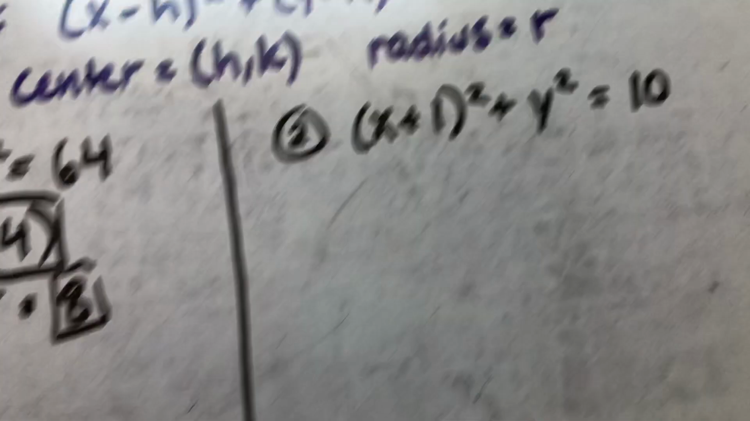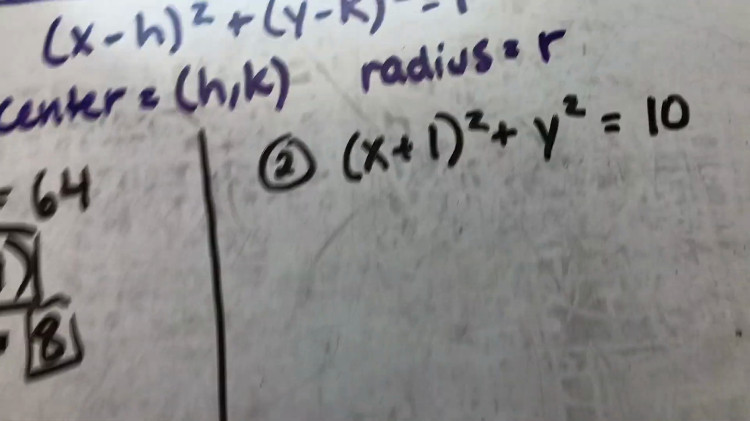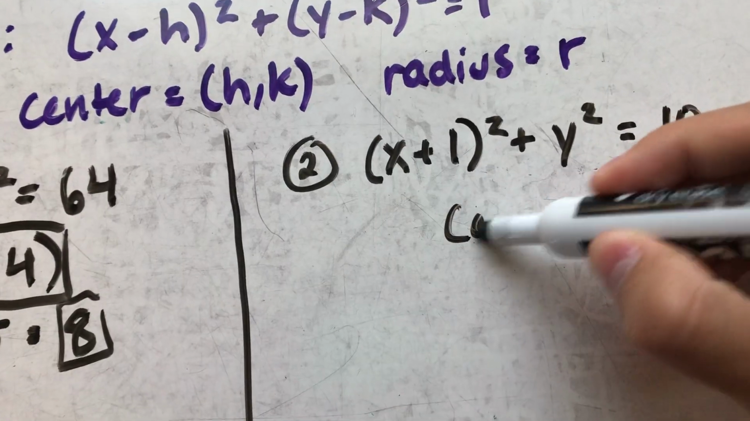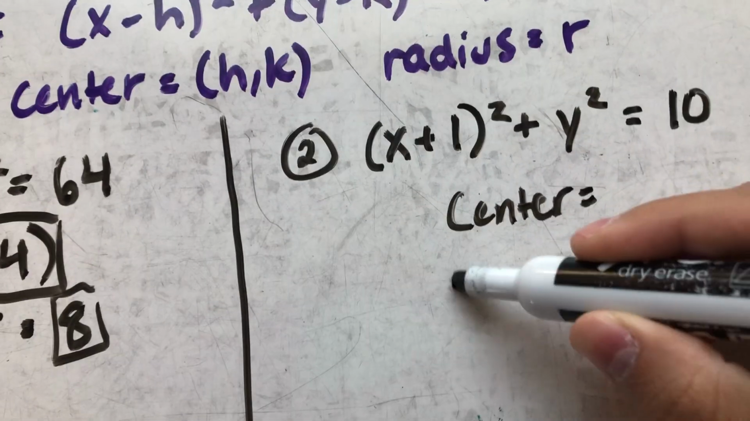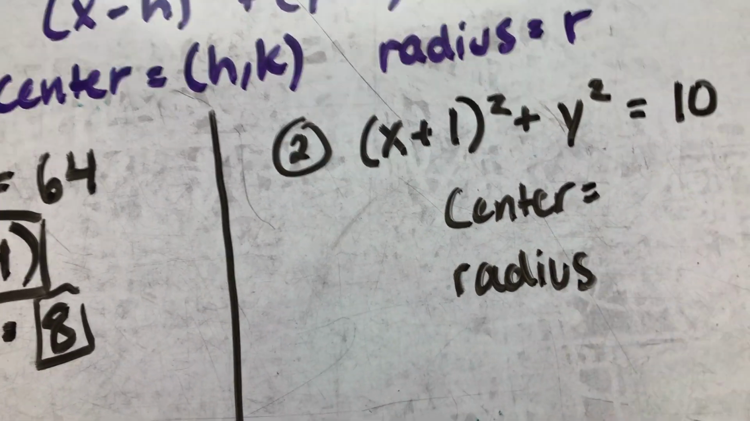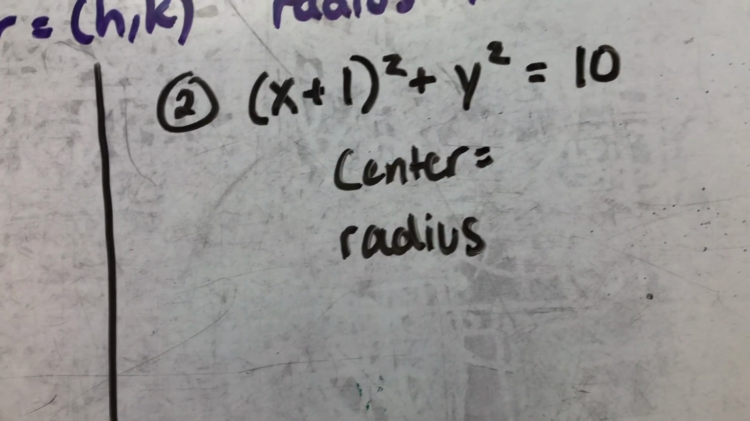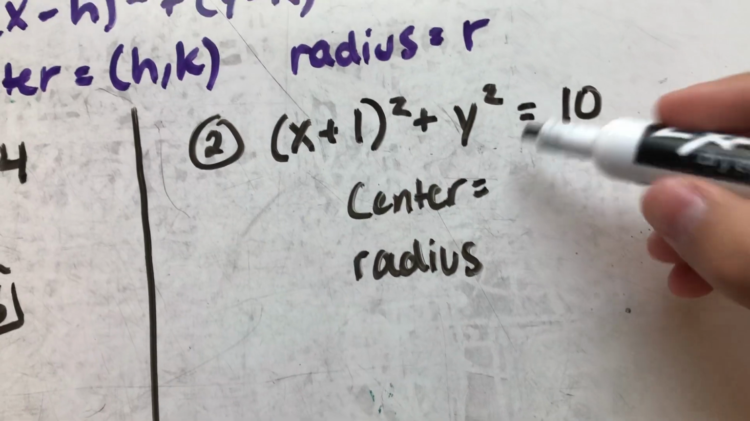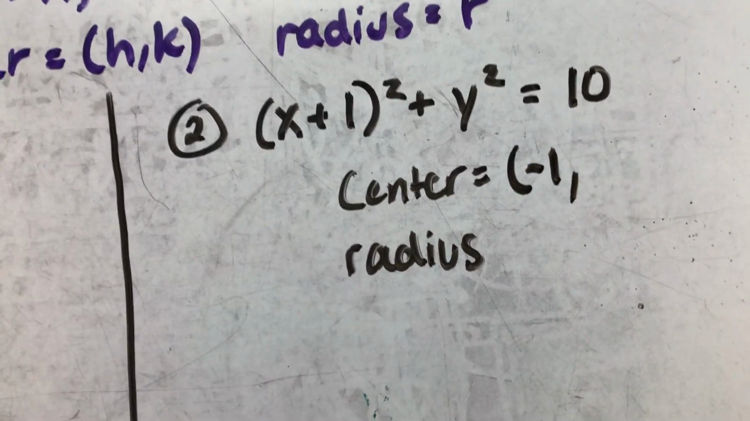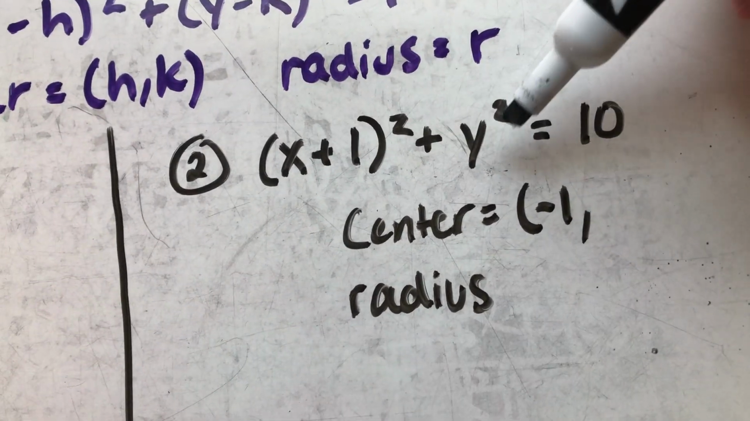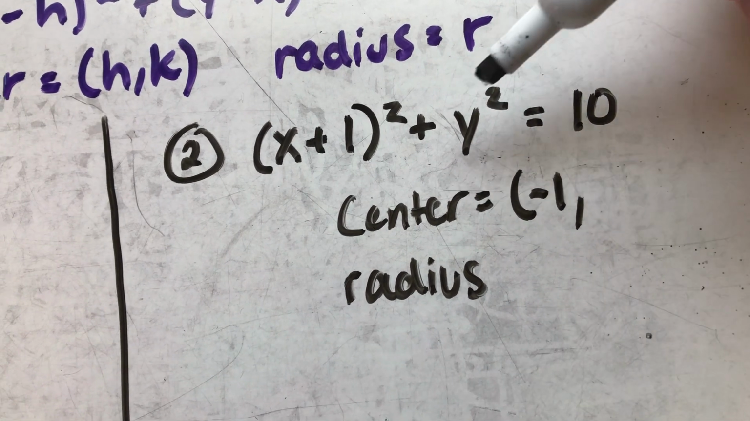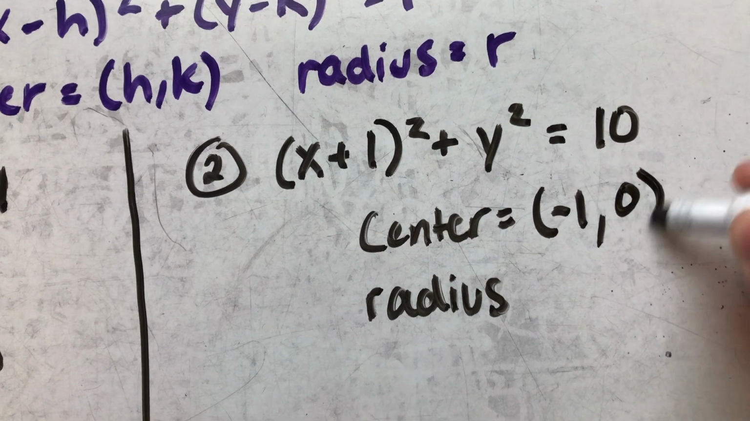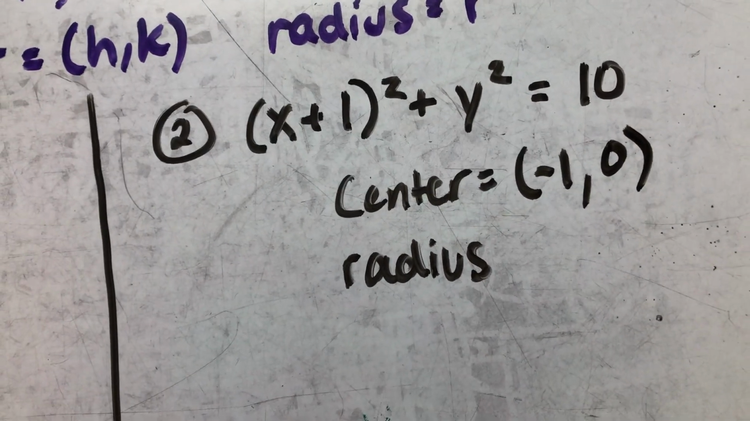Now the next one is a little trickier, because some of the questions on the assignment are a little tricky. Again, we're going to find the center and the radius. For the center, again, you have to look for those numbers and use the opposite sign. The first one, you see a positive 1, so it's going to be a negative 1. And if you don't see a number there for the y or the x, it just means it's going to be a 0. So just remember that. So your center is negative 1, 0.